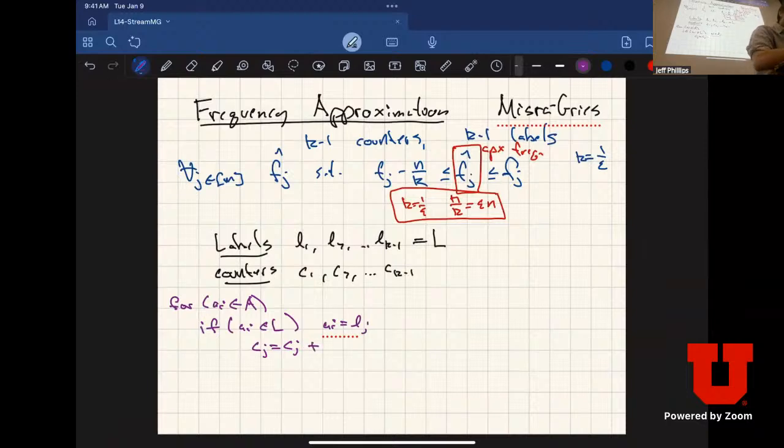I'm going to add 1 to this counter, right? So if one of the labels matches, that means this is what I'm keeping count of. I'm going to increment this counter. Else, if A_i is not in L, now I have to make a choice.